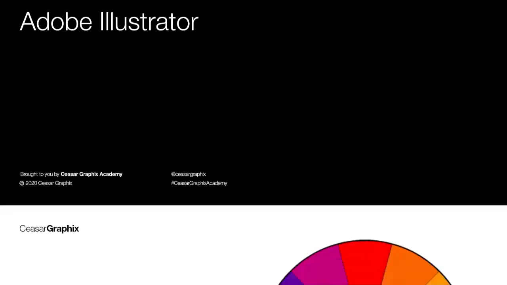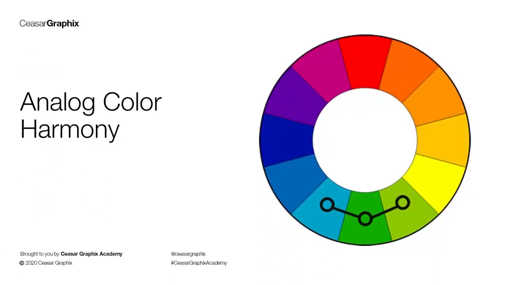So I'm going to be working on this project together with you guys, and the application we are going to be using to achieve this is going to be Adobe Illustrator. The color I'm going to be using is the analogous color harmony. The reason I'm using this is because these three colors are bright colors that, when you combine them together, make the design rich and friendly.